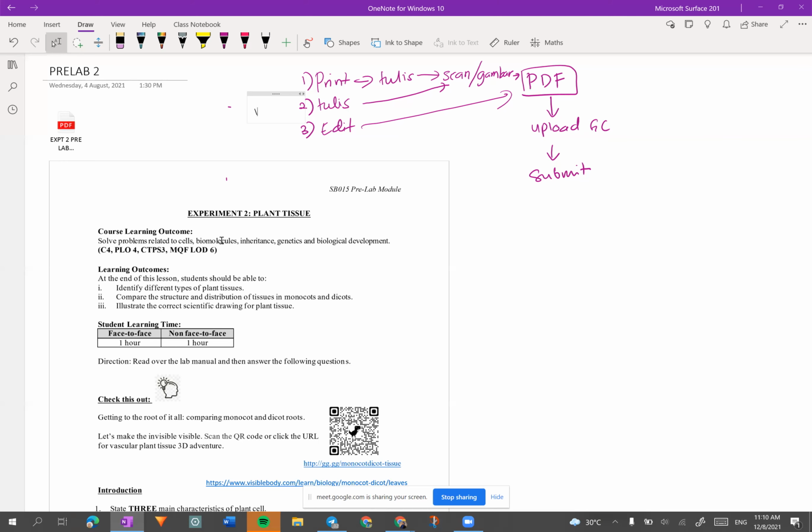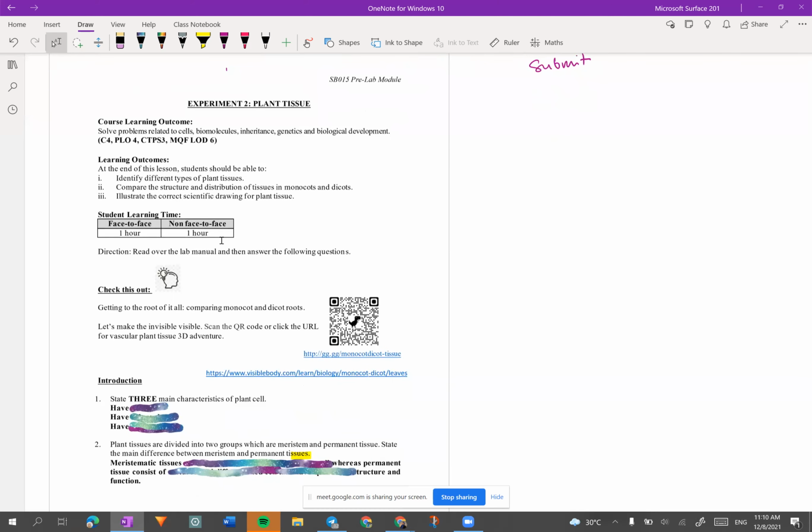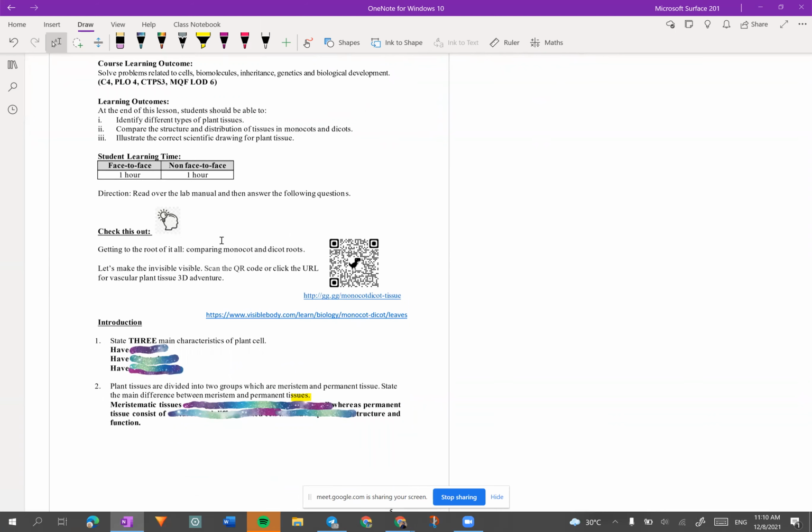Makin squirmy budak ni. Okay, so now, what we gonna do next week, okay, course learning outcome ni adalah the entire year. Okay, 1 year ni, sampai SEM depan, this will be our learning outcome. You should be able to solve problem related to cell, biomolecules, inheritance, genetic and biological development. So this is what the thing that are expected from you guys after 1 semester ni. Right? After 1 semester, 2 semester lah ni if I'm not mistaken.